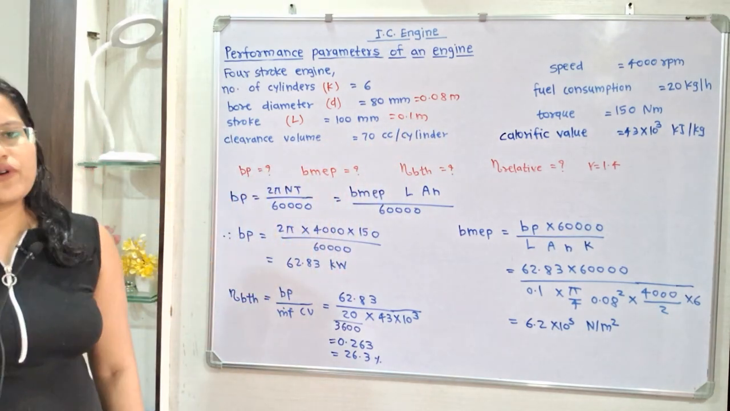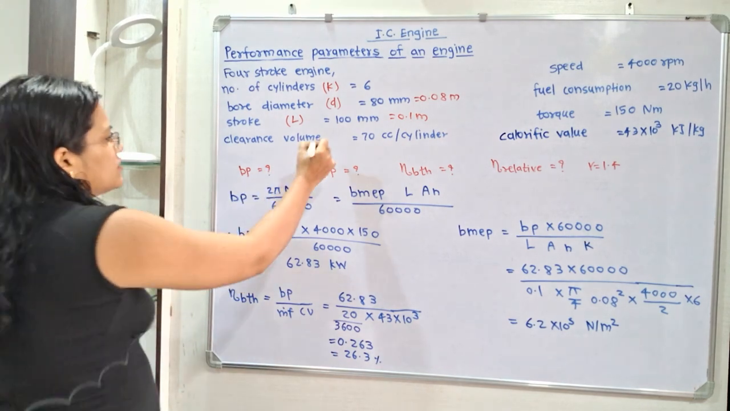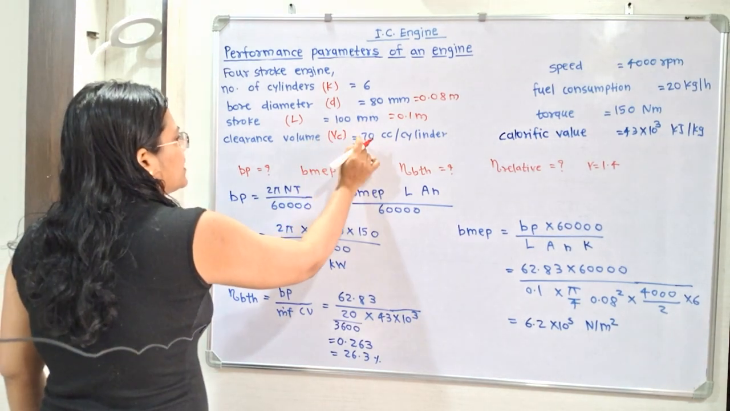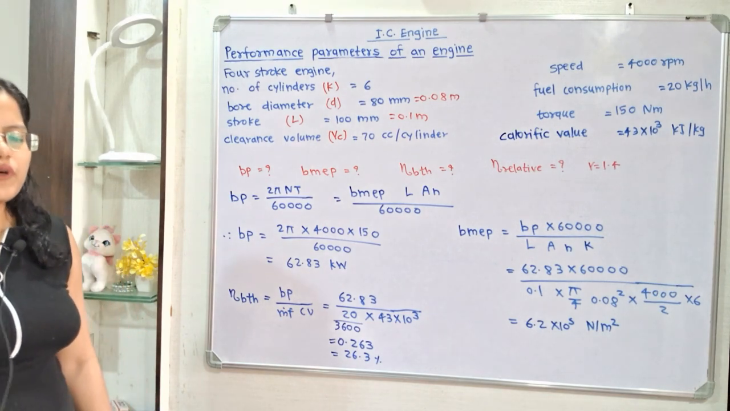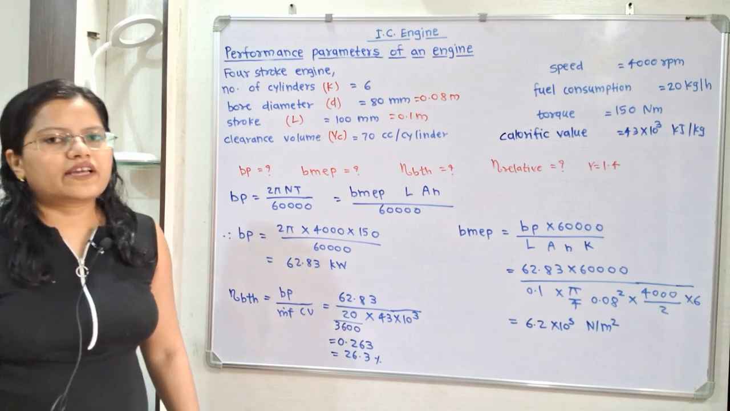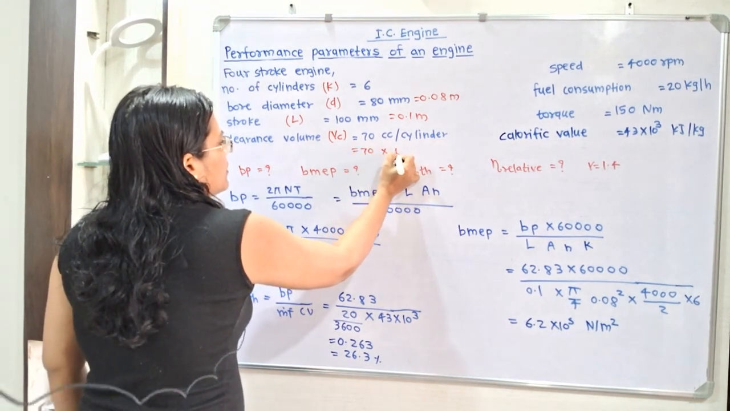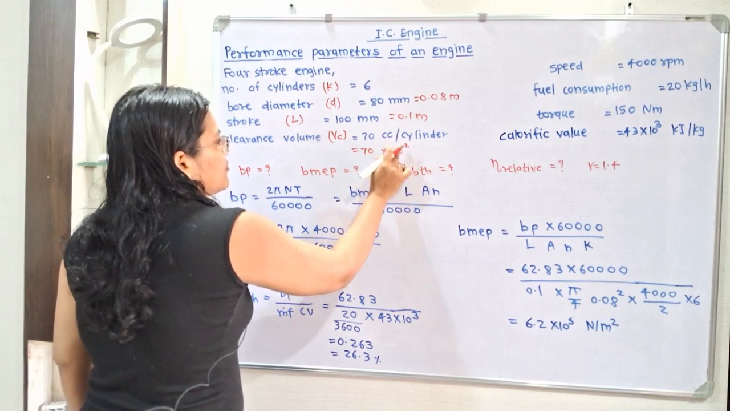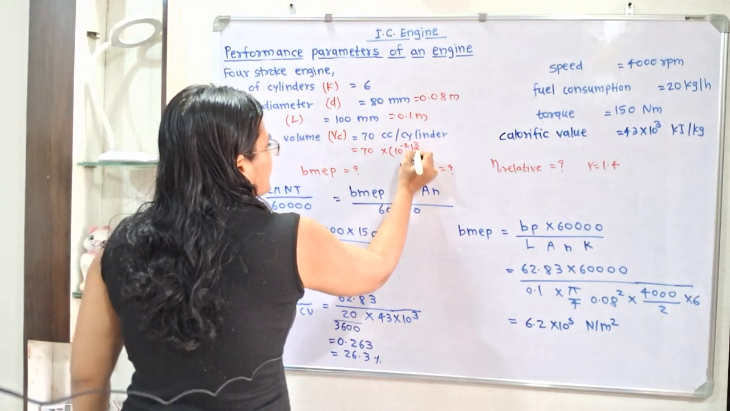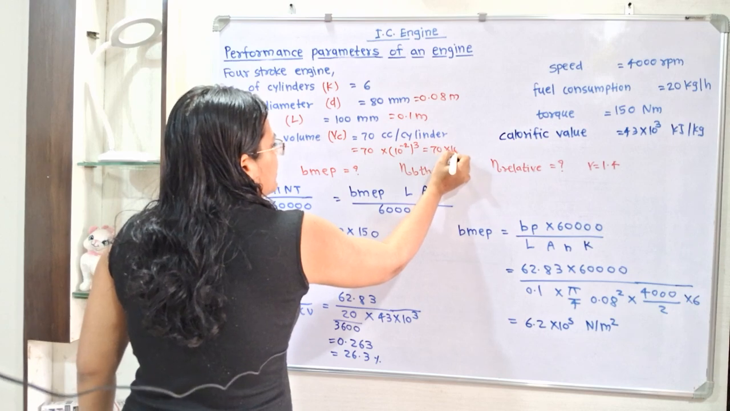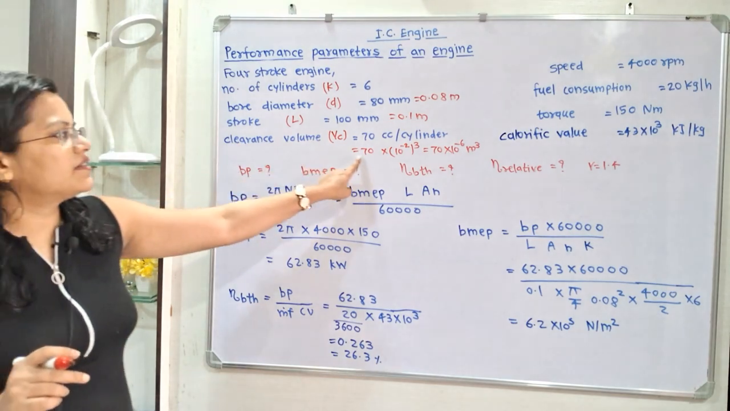Then the clearance volume is given as 70 cc per cylinder. For clearance volume we give the notation Vc, and it is 70 centimeter cube. Now we will convert this into meter cube. 1 centimeter is equal to 10 raised to minus 2 meter, so we write 70 into 10 raised to minus 2, but we have to take the cube. Which is equal to 70 into 10 raised to minus 6 meter cube per cylinder. So this is the clearance volume.